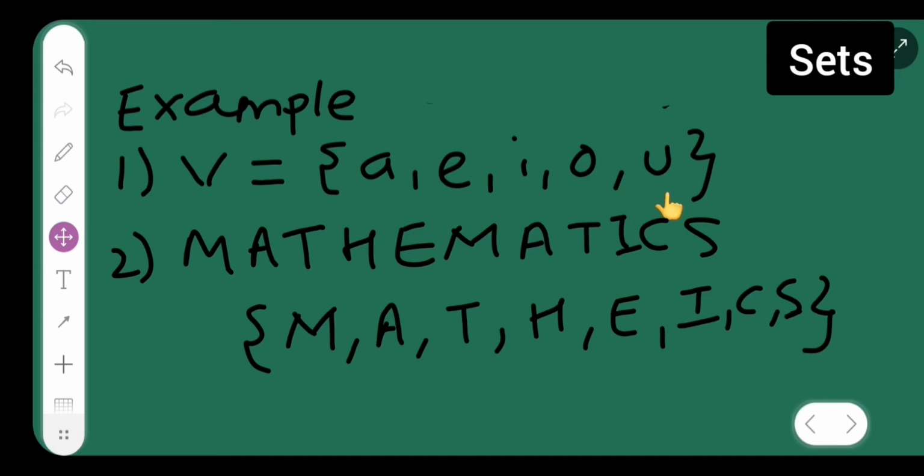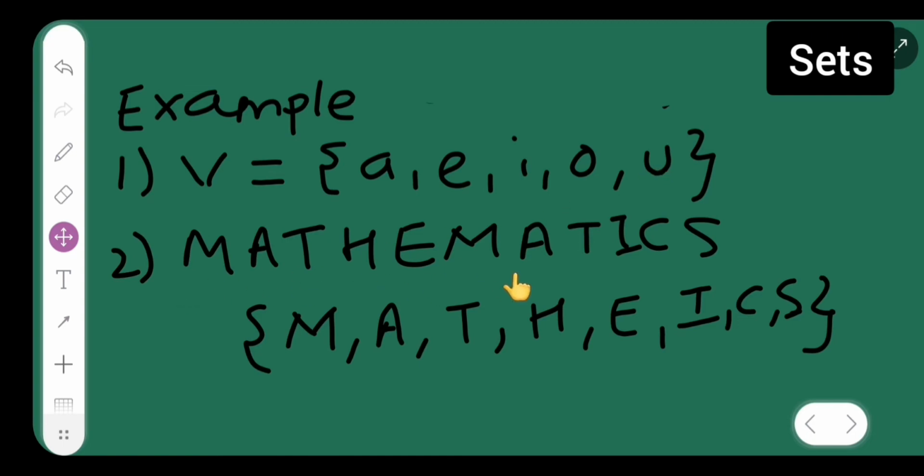So what happens here is the order of the elements does not matter in this. You can write it like first, or even you can write it U, A, E, O, I in between. So this order won't matter. Any order, you can write it in any order, okay?